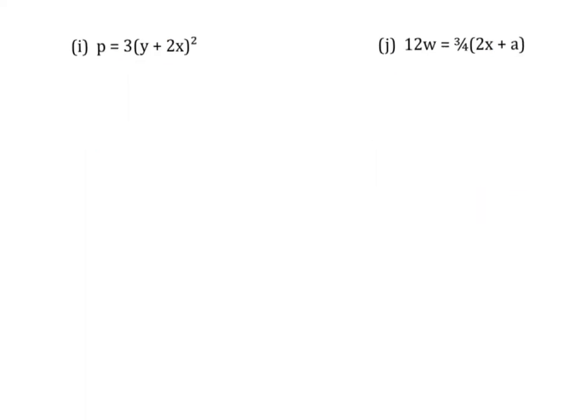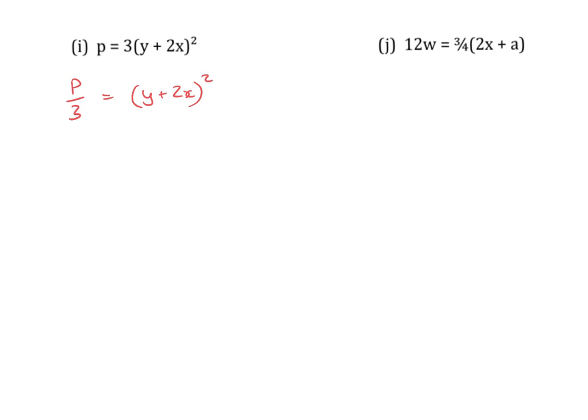And next we've got p equals 3 brackets y plus 2x squared. So I'm going to get rid of the 3 first because that's the easy bit. So I'm just going to divide by 3. So it's p over 3 equals y plus 2x squared.